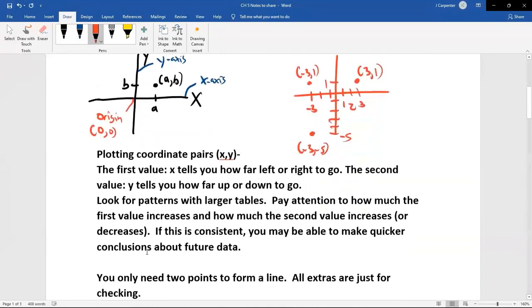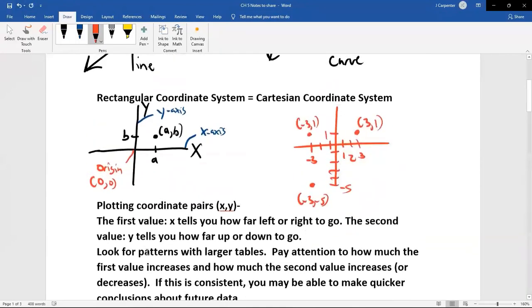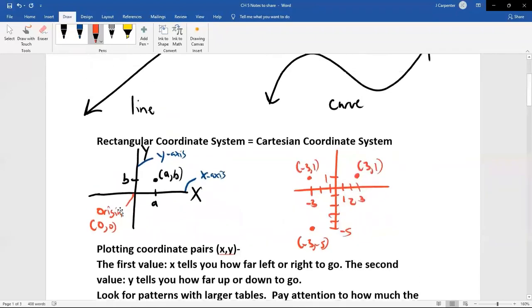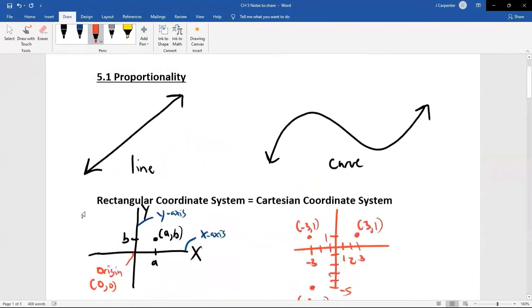Do I want to go ahead and talk about this? Yeah, we will. Look for patterns with larger tables of values. This is going to be relative to the guided exercise we're going to do in just a little bit. When things are on a line, what we're going to really get into is how, let's say you have this point right here, and you know it's what we call rise and run.